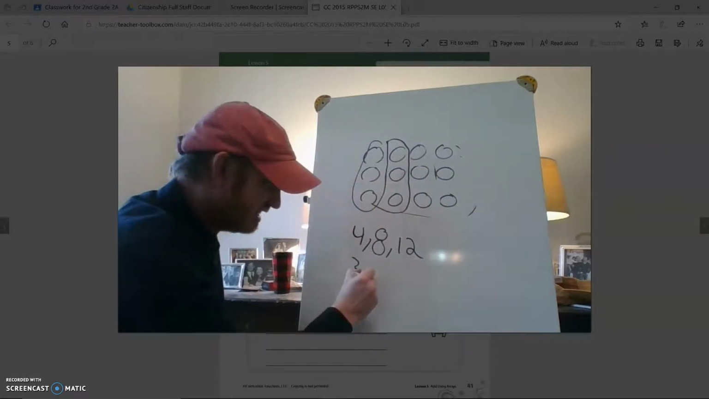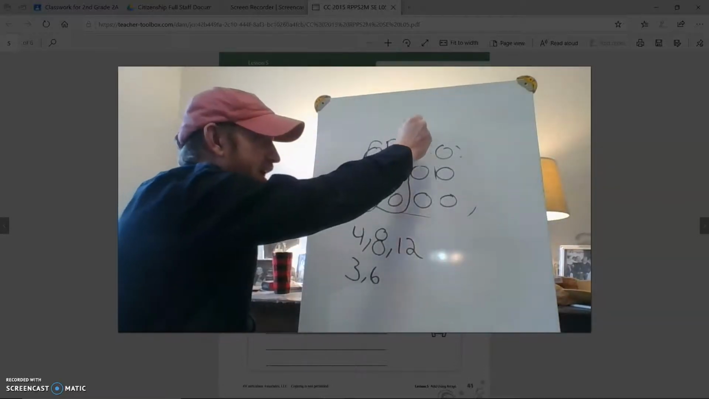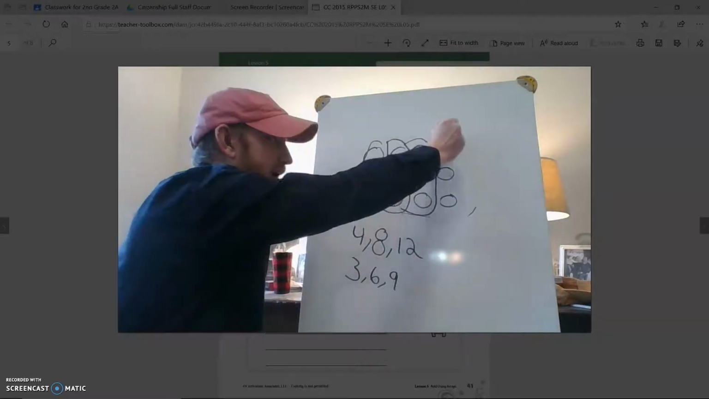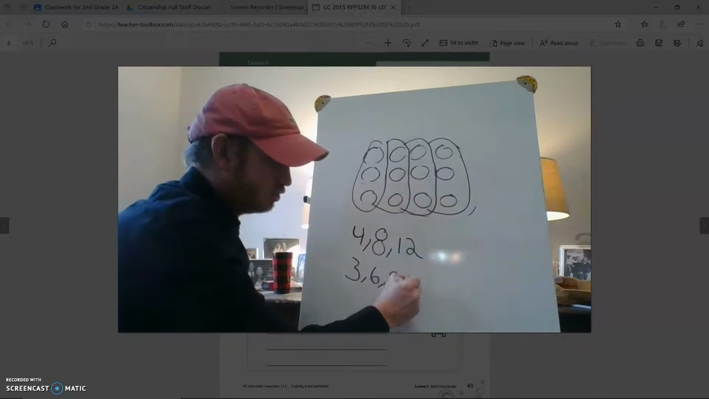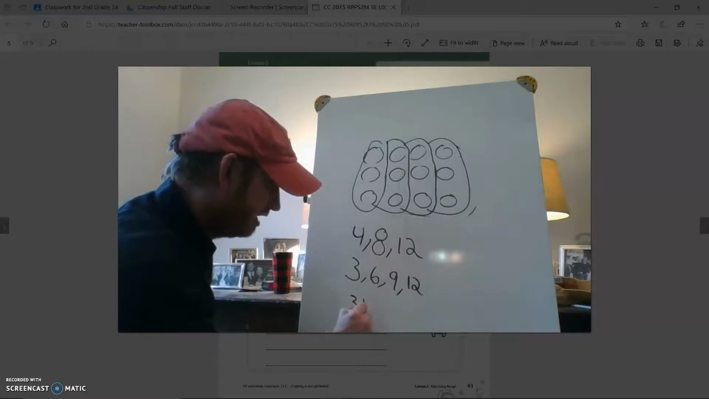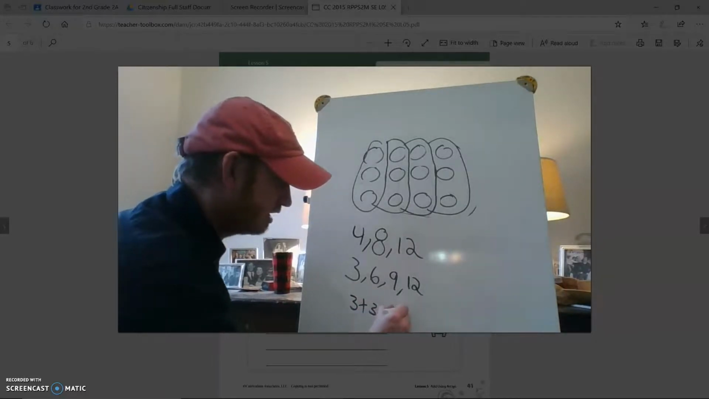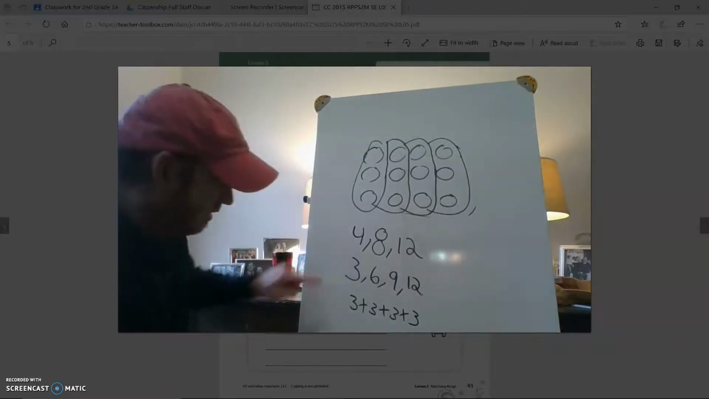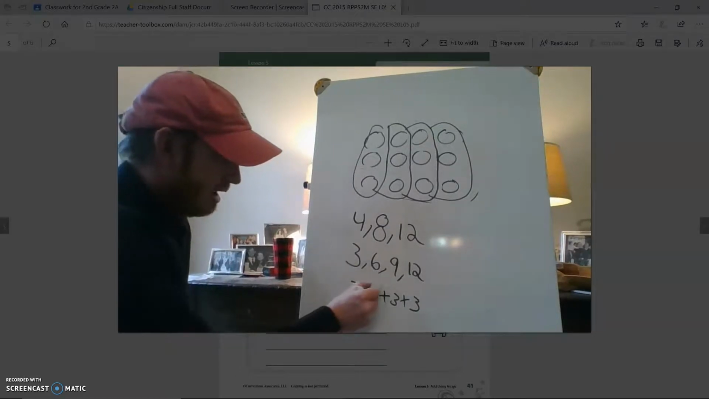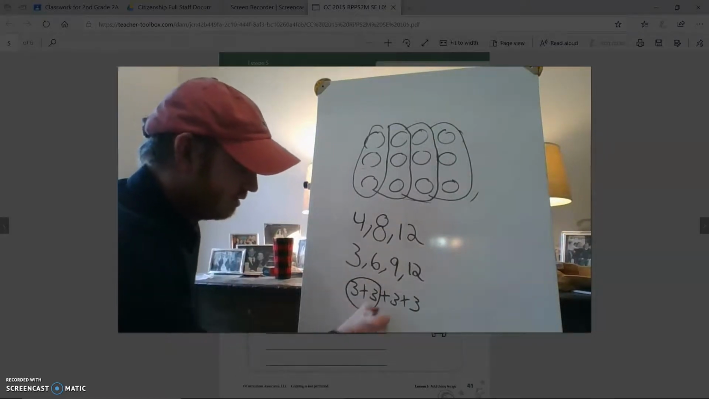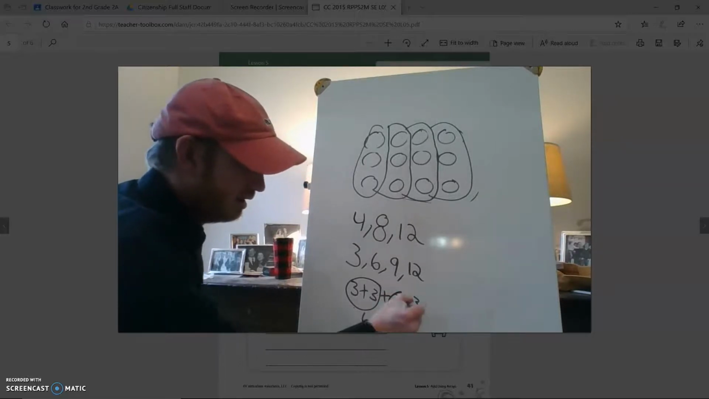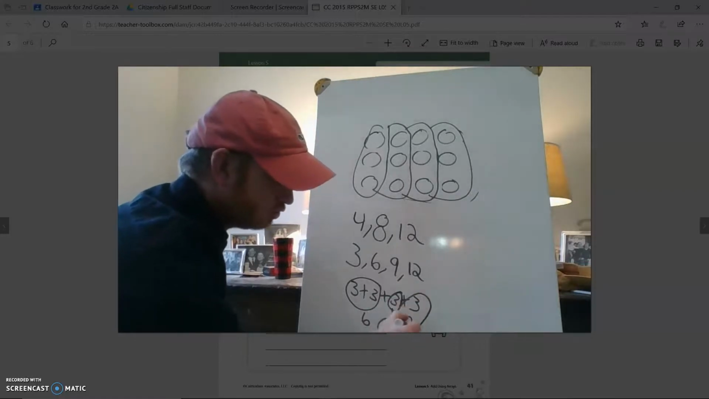So 3 plus 3 is 6. And then skip count by 3. 6 plus 3 is 9. And then skip count by 3 is 12. And again, if we look at our problem that we had, 3 plus 3 plus 3 plus 3, these are the same things. Because 3, and then 3 plus 3 is 6. 6 plus 3 is 9. And then 9 plus 3 is 12.